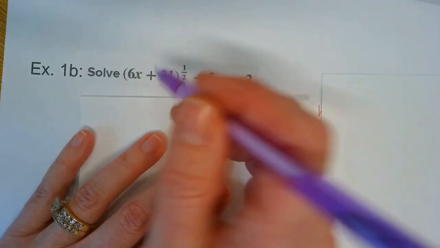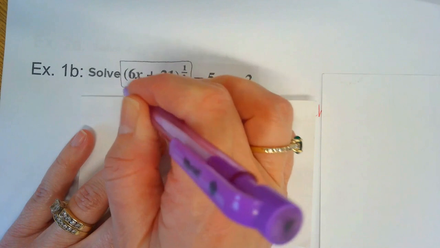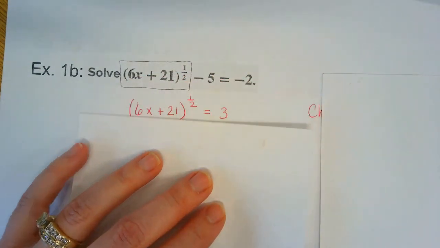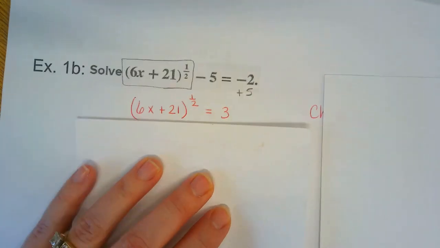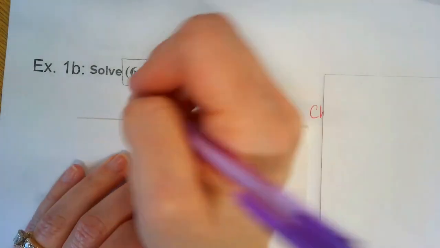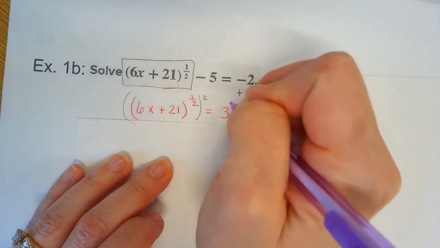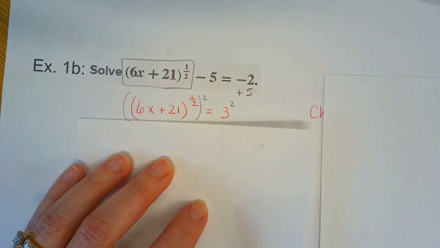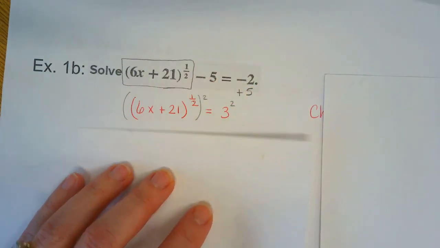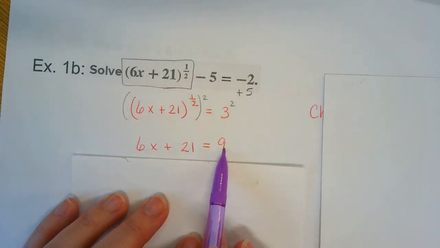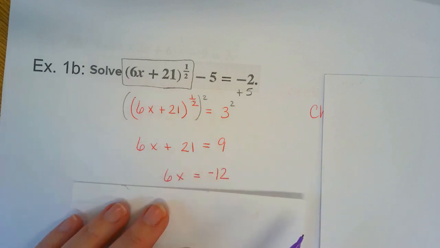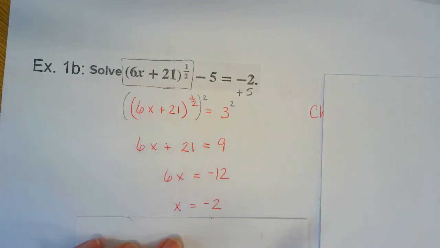On the next question, you're trying to isolate this guy with a rational exponent. So I would add 5 to both sides first. That's where this 3 came from. To get rid of the 1/2, you would want to square both sides. So that is the inverse I would use. So I would do 6x plus 21, and then 3 squared gives me 9. I'm going to subtract my 21, and I'm going to divide by 6.